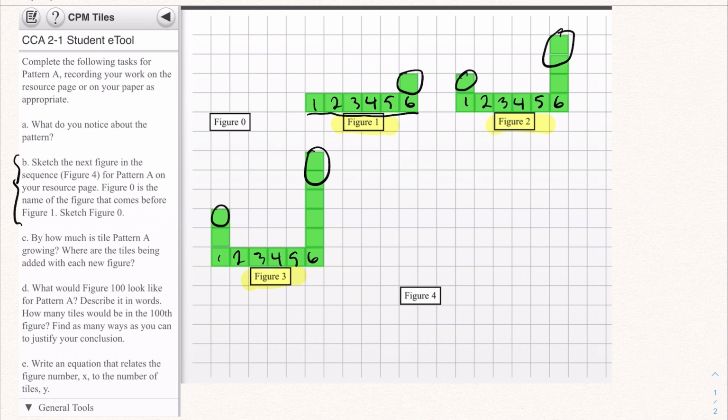You guys don't have to worry about it, just follow along with me. But then we're going to do figure 0, which is the name of the figure that comes before figure 1. So we're going to sketch figure 4 and figure 0. And I'm going to start with figure 4.